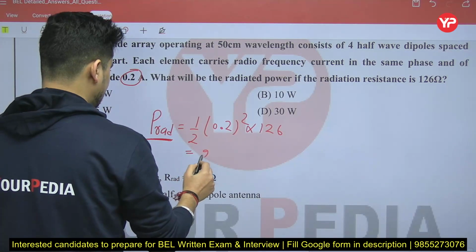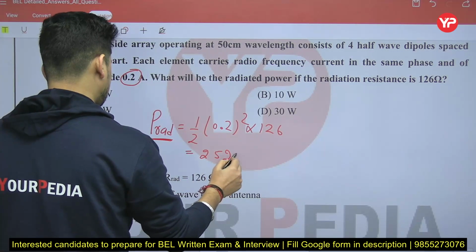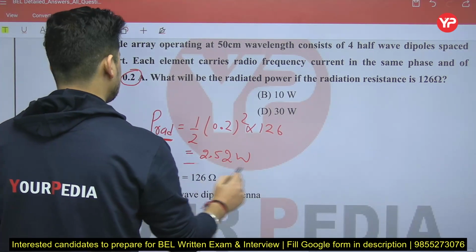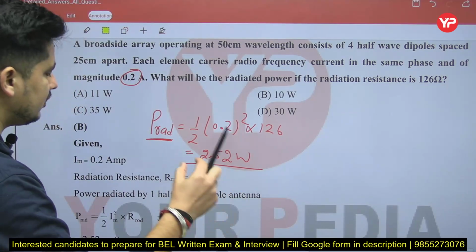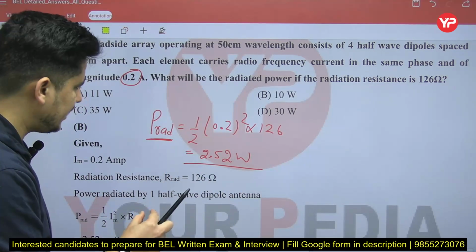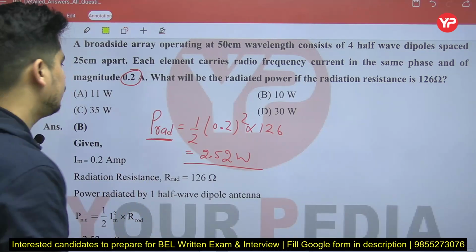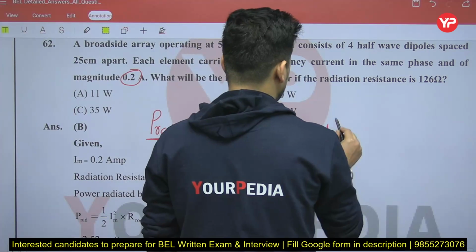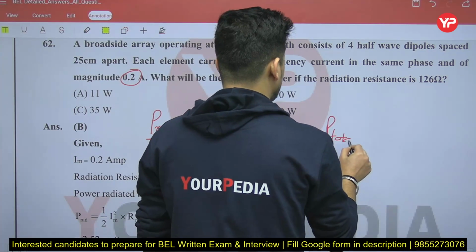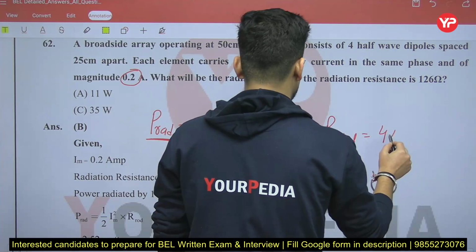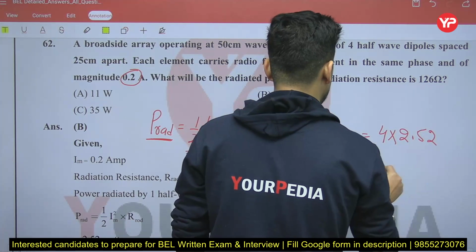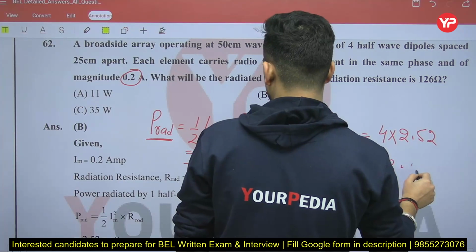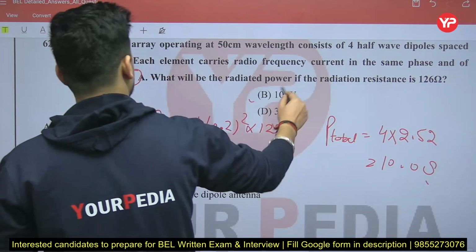If you calculate it, that will be 2.52 watts. And if you have an array of this antenna, one antenna radiates that much amount of power, second that much amount of power, third, fourth, so we can calculate the total radiated power. Total radiated power is 4 times the radiated power of the first antenna. That will be 10.08. So what will be the answer? That will be B.